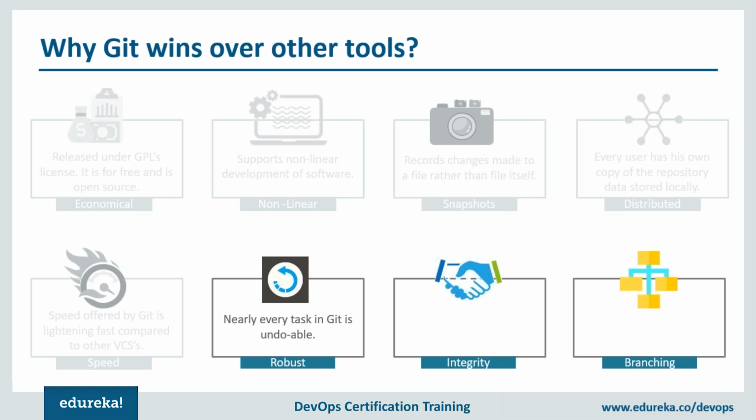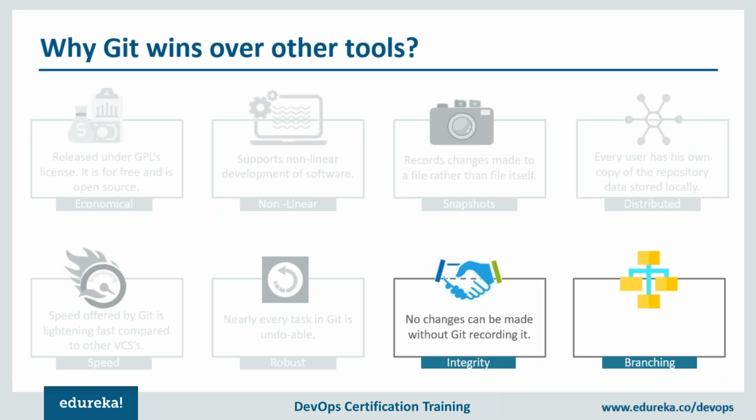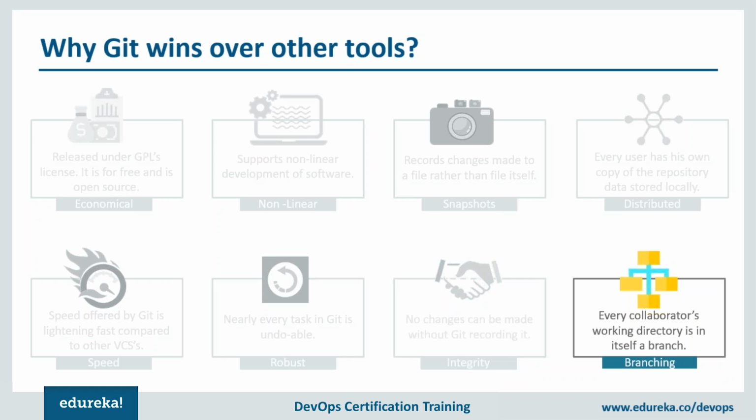That's how Git also offers integrity. Well, as I said, Git records everything, so no changes can be made without Git recording it. And finally, in the list, we have branching. Git offers branching, so every collaborator's working directory in itself is a branch. So Git offers non-linear development, that is parallel development, and it also offers branching.